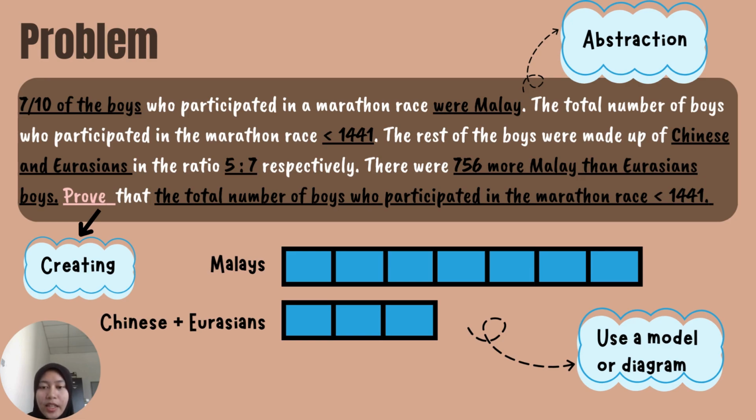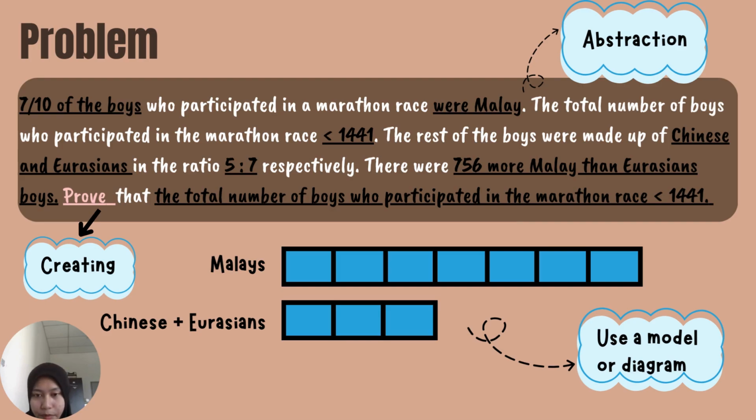And you can see here the word "prove", the main word for Bloom's taxonomy, which is creating. The concept of computational thinking involved in underlining this problem is abstraction. For the first step, I will read it carefully, and second, I need to decide which heuristic method I need to use. So, I will use a model or diagram.